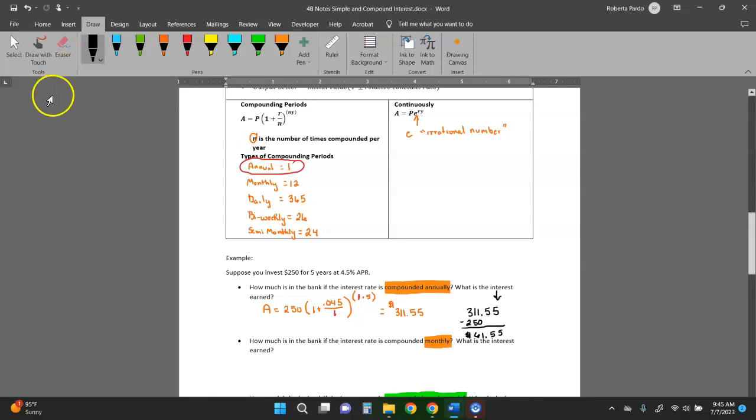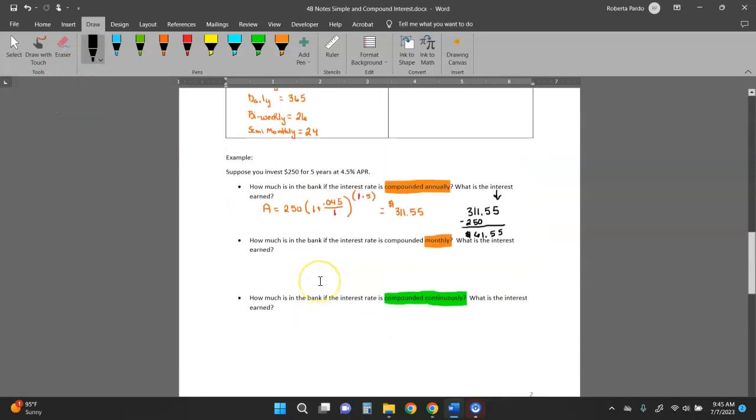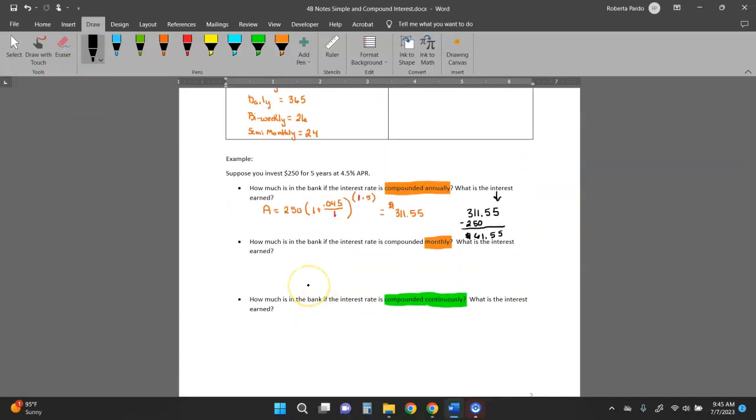All right, if we look at the next one, so we have monthly compounding, so the same equation. So A equals $250 times 1 plus 0.045, but this time it's monthly, and there are 12 months in a year, so the n is 12, parentheses, and then raised to the 12 times 5. So again, this 12 is because we're compounding it monthly.